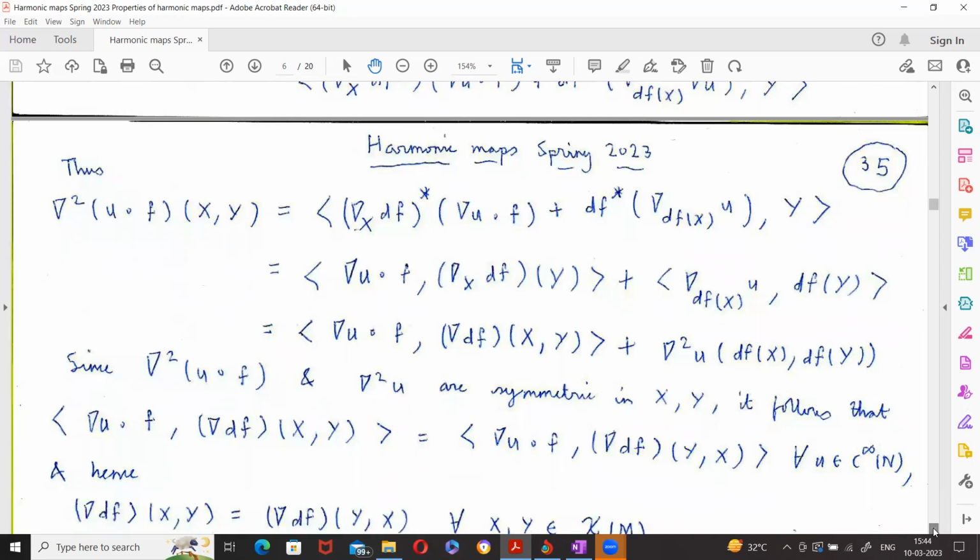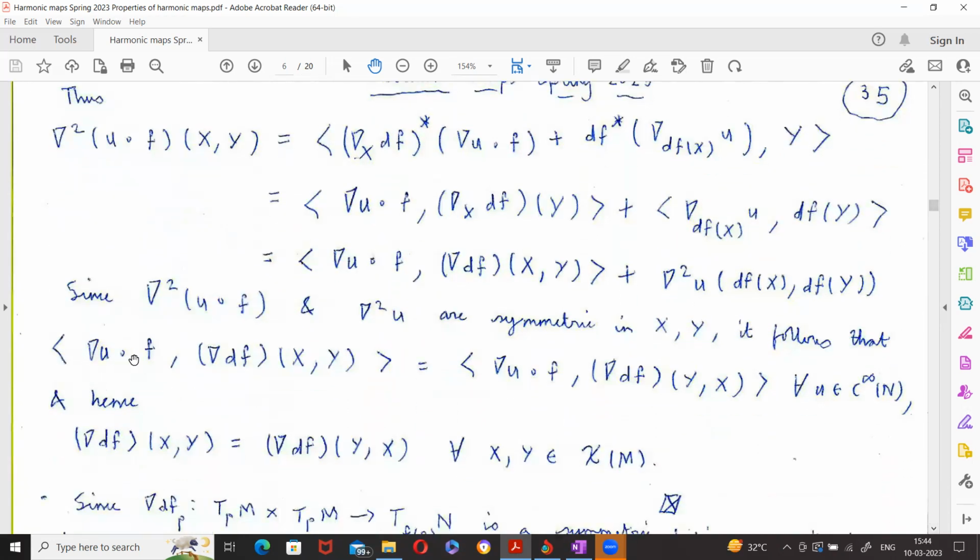So what we get is that grad of u composed with f, inner product with nabla df xy, is the same as grad u composed with f, inner product with nabla df yx. This term is also symmetric in xy. This is true for all smooth functions u on N. From that, it's easy to see you can choose this grad u at a point f of x to be any tangent vector in N that you want. So this is true for all tangent vectors in N, and therefore you get that nabla df of xy is equal to nabla df of yx. Is that clear?